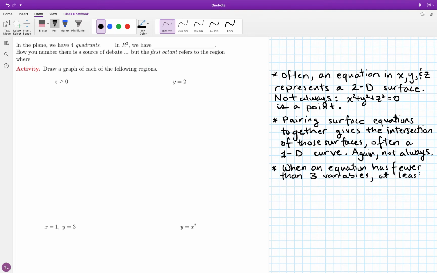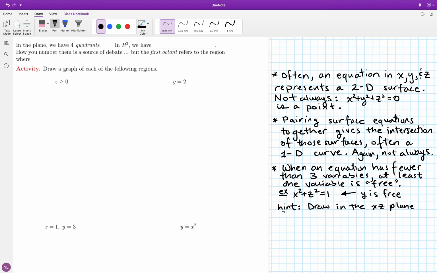If your equation has fewer than all three of the variables x, y, and z, then we call any omitted variable a free variable. And I wanted to discuss how you can sketch a surface that is represented by an equation that has a free variable. So this equation here doesn't have a y in it, which means that the restriction imposed by the equation on the coordinates only applies to the x and z coordinates. So what you want to do is just get an idea of what that restriction is in the xz plane.